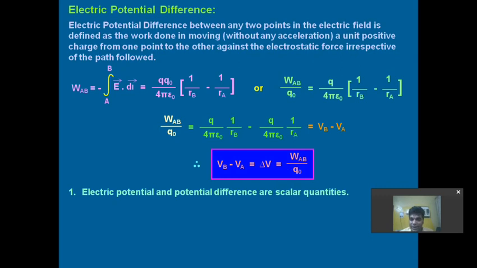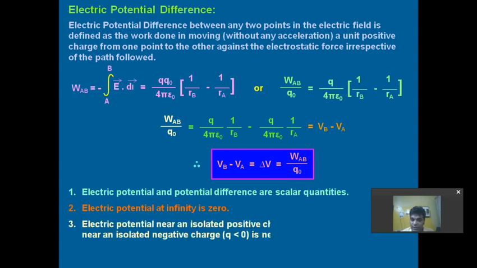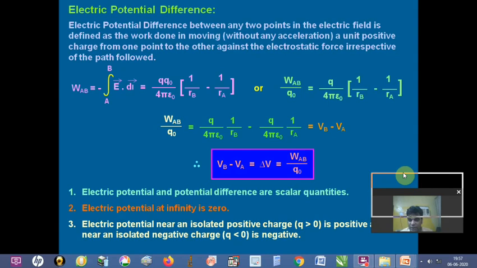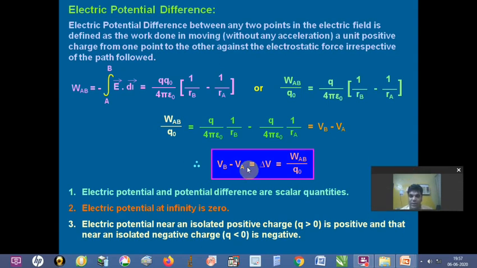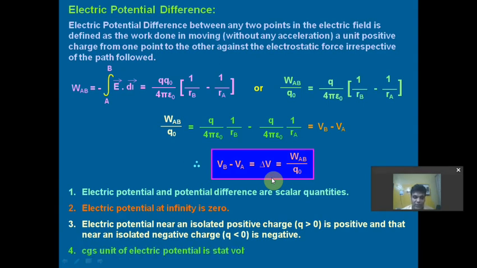Therefore the electrical potential and potential difference both are scalar quantities. Electrical potential at infinity is always zero. Electrical potential near an isolated charge, if Q is positive, then the value of VB minus VA, or we say potential difference, that is represented by delta V, is always positive. If Q is negative charge, then the value of this is negative. So that means potential difference delta V is negative.